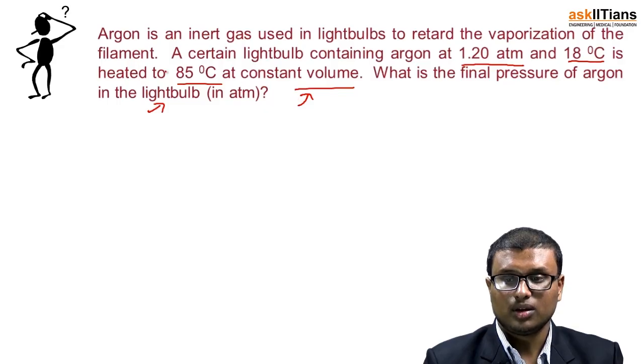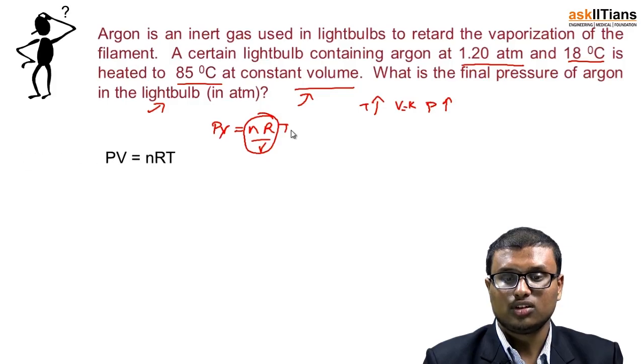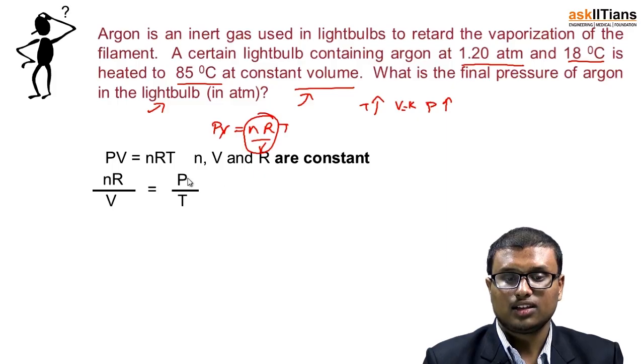Remember this point. Temperature is getting changed, increasing from 18 to 85. So what should happen to pressure? Think about it, guys. Yes, temperature is increasing, volume is constant, so my pressure should also increase according to PV is equal to nRT. So nR by V is a constant, so P will be directly proportional to temperature. PV is equal to nRT, n, V and R are constant. P by T is nothing but nR by V, which is a constant. So I can say that P1 by T1 is equal to P2 by T2.